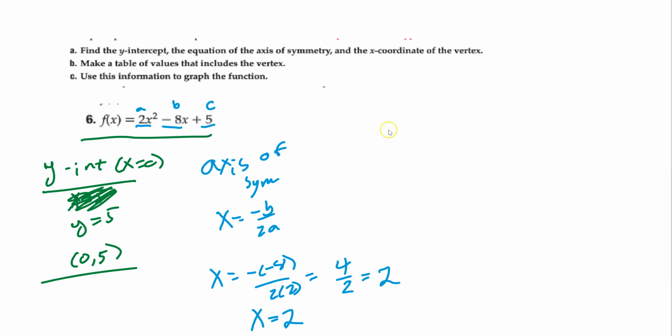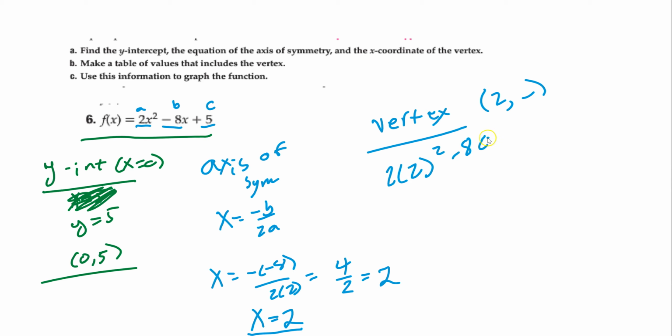Now let's find the vertex. I already know the vertex has 2 and something, because it's the axis of symmetry, exact same thing. So we just plug it into the equation. So 2 times 2 squared minus 8 times 2 plus 5. This is 4, so 8 minus 16 plus 5. Negative 8 plus 5 is negative 3. So that's my vertex. Now, this thing says make a table of values that includes the vertex.